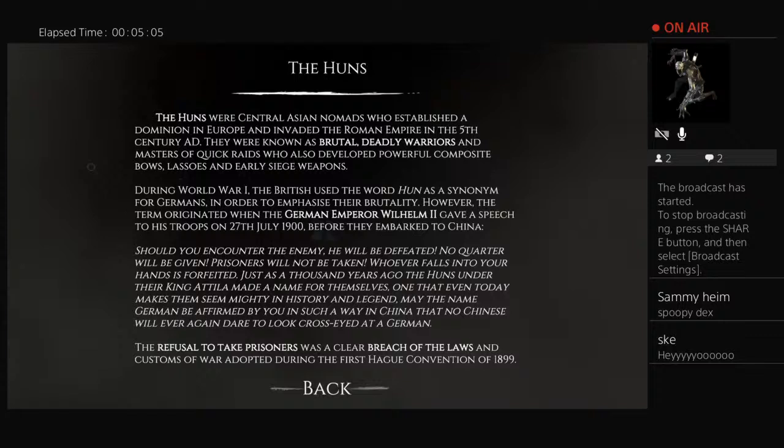The Huns were Central Asian nomads who established a dominion in Europe and invaded Roman territory.